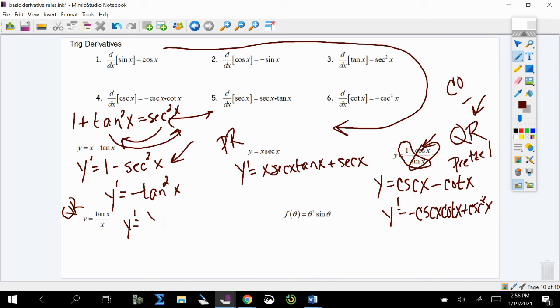So bottom times the derivative of the top. The derivative of tangent is secant squared, minus top times the derivative of the bottom. So tangent x times just x, or derivative of x is 1, all over the bottom squared. And you're going to leave it like that. There's nothing I can do to simplify that.